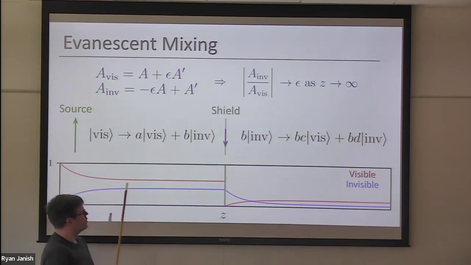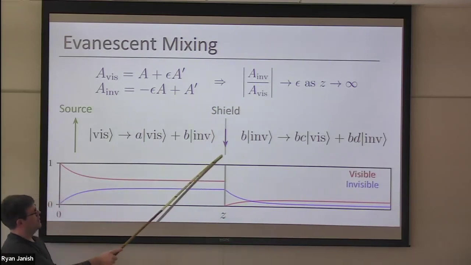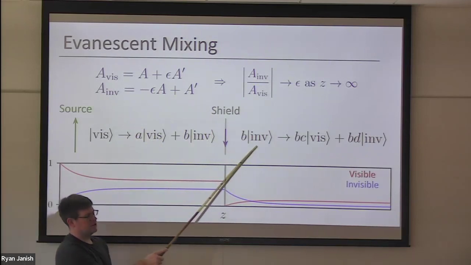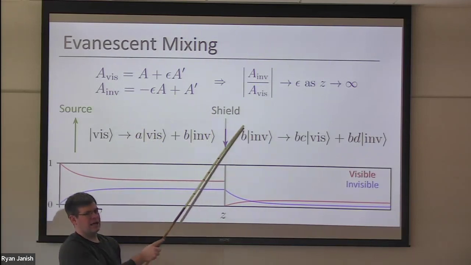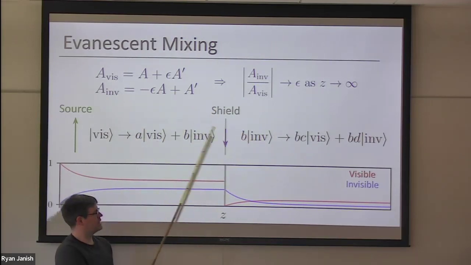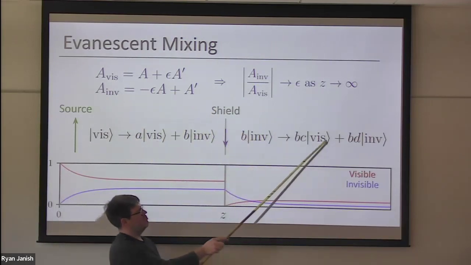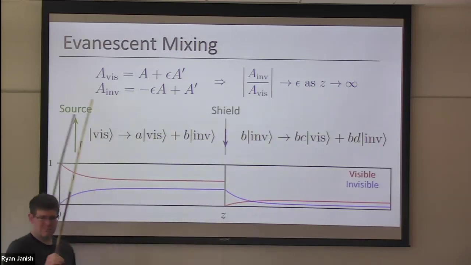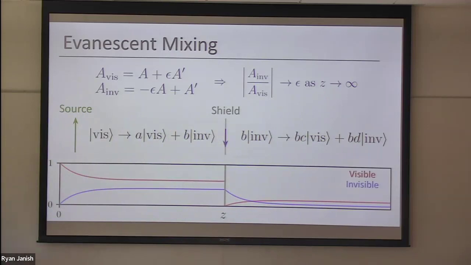When you get to the shield, what does the shield do? The shield shuts off the visible component, but it allows the invisible to pass through. Then you would normally not be able to detect the invisible, but it's not a propagation eigenstate. So as it propagates, it mixes back into some visible component. And that's what you can detect. So that basic structure is the exact same thing that happens in other mixing processes. The difference here is we just have this exponential sort of behavior as opposed to oscillatory behavior.